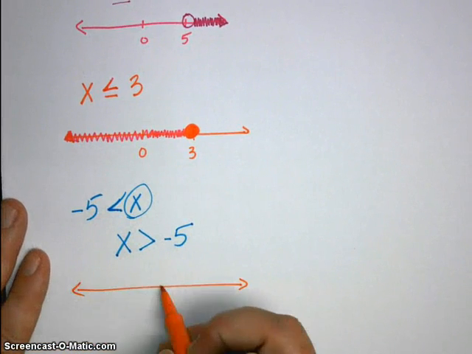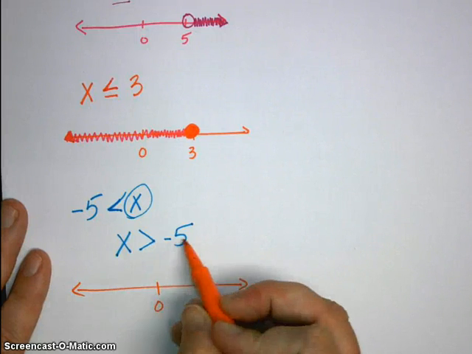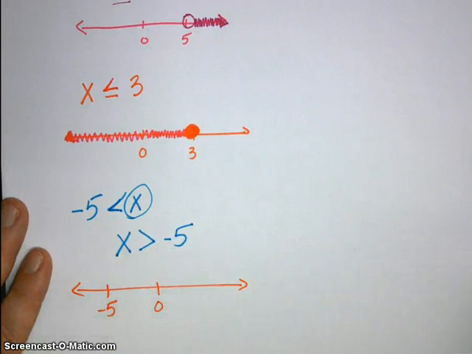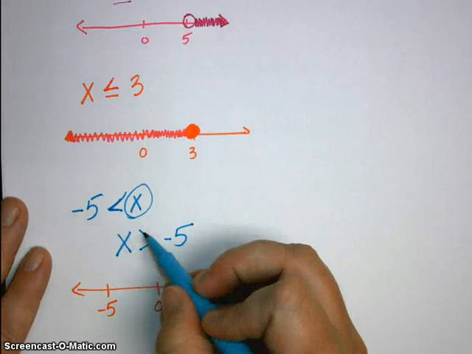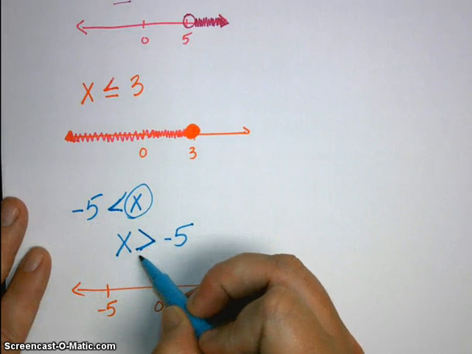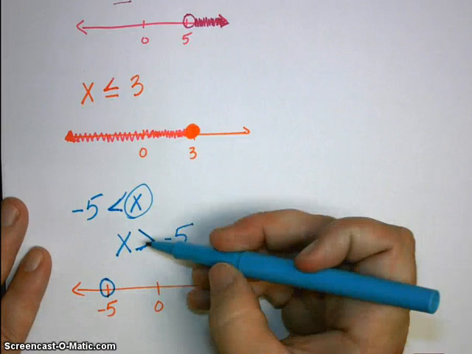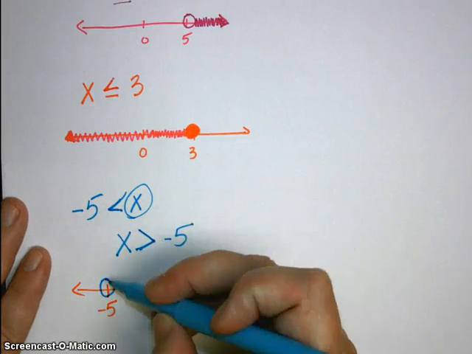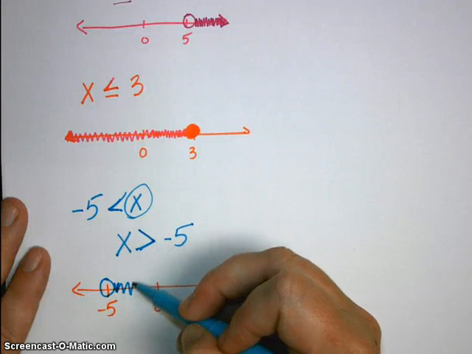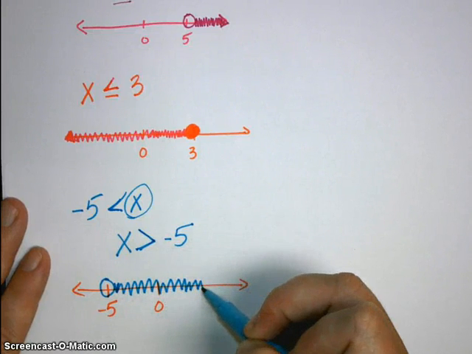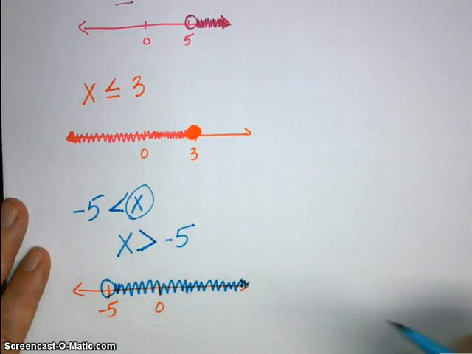I'm going to put a 0 on my line, and I'm going to put a -5 on my line. It is going to be an open dot because there's no equal sign underneath. And since my arrow is pointing to the right, I'm going to shade to the right. That means any number greater than -5.